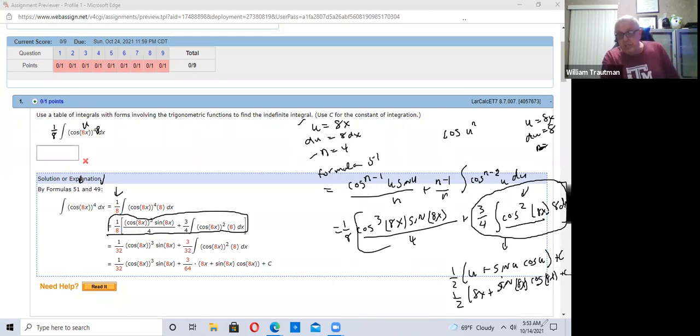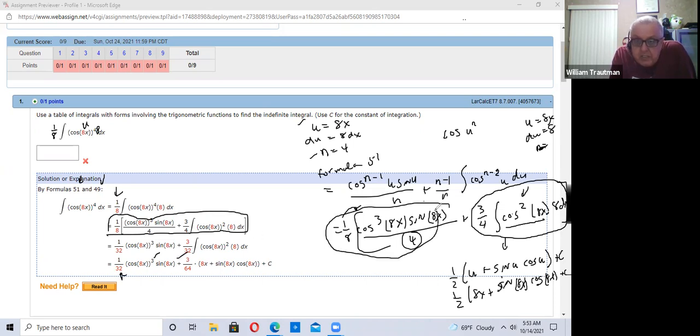All right, so we need to figure out if we're going to get anything close to that. We're going to first distribute the 1/8, and we have a 4 down here. So 1/8 times 1/4 there. We end up with the 1/32. Cosine 8x to the third, sine 8x. So we got all this.